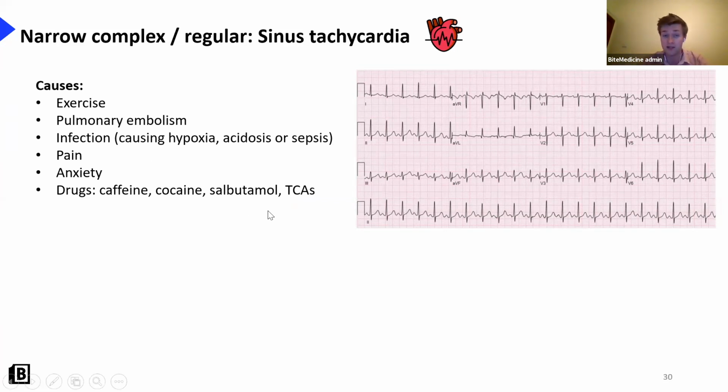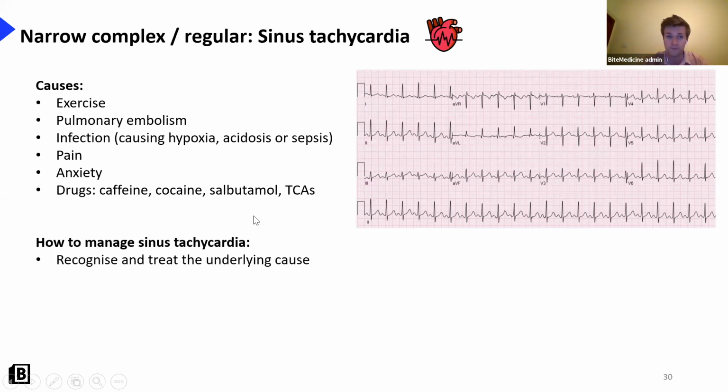Are they on any offending drugs? Salbutamol inhalers can drive your heart rate up. Have they taken any recreational drugs? Caffeine is a classic one. So caffeine is an adenosine receptor antagonist. So it stands to reason that if you give adenosine to bring the heart rate down, if they've taken a load of caffeine that's blocking the adenosine receptor, your heart rate's going to go up. So those are the classic causes.